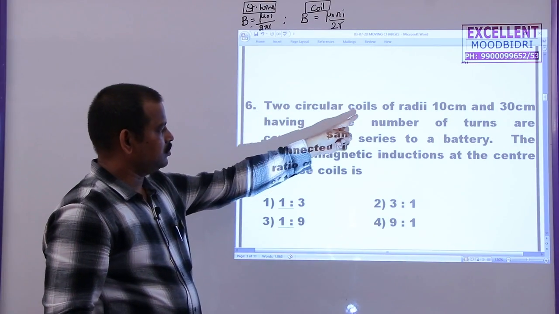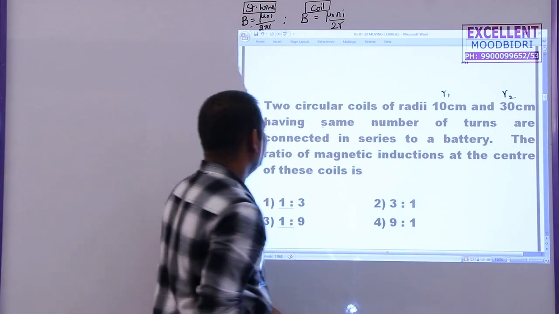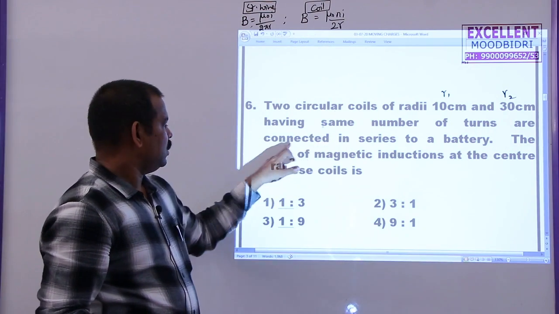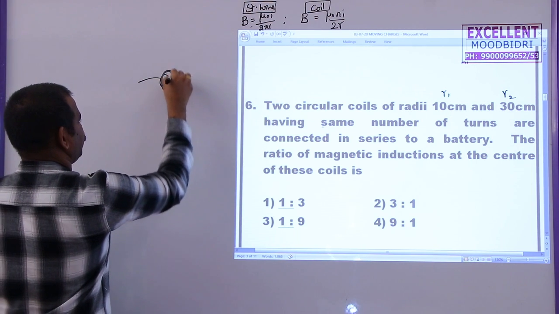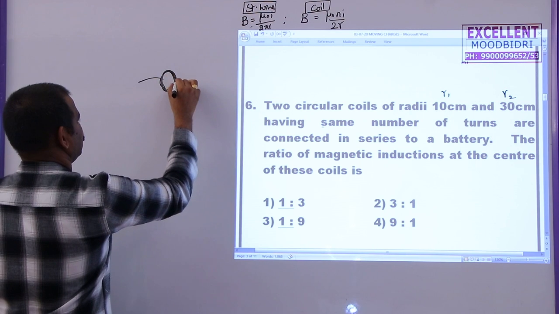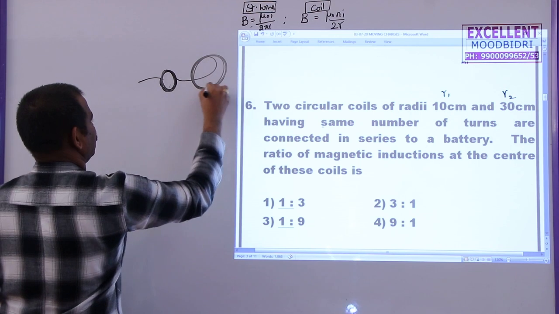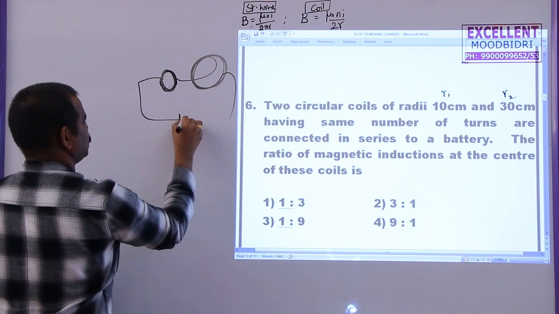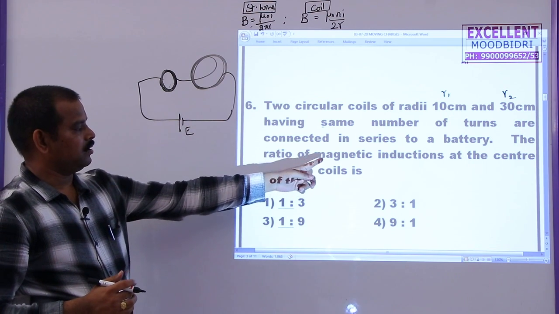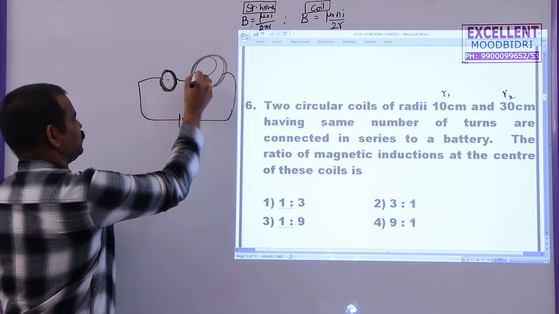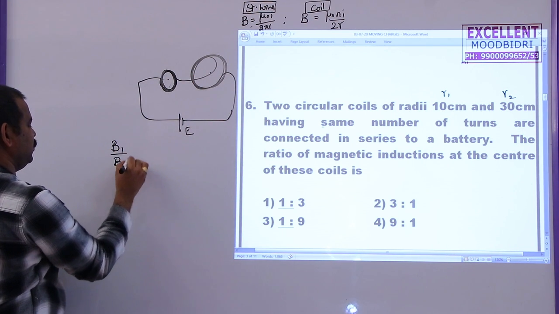Two circular coils of radius 10 and 30. This is R1, this is R2. Having the same number of turns, they are connected in series to a battery. So this is the first coil, and this is the second coil. Both are connected in series to a battery. Now the ratio of the magnetic inductions at the center of these two coils, this is the first one and this is the second one. So they are asking what is B1 by B2.